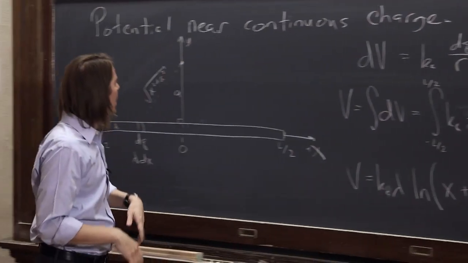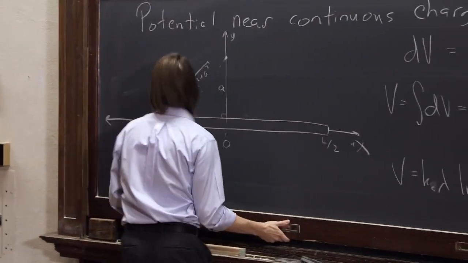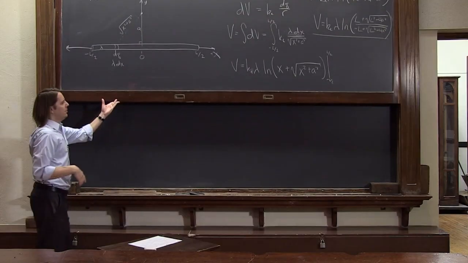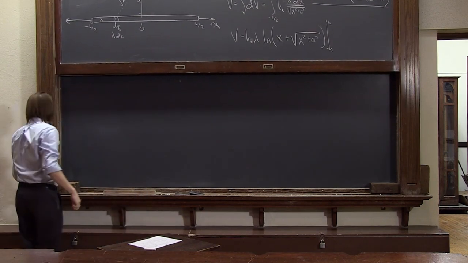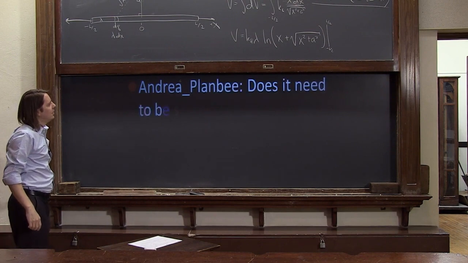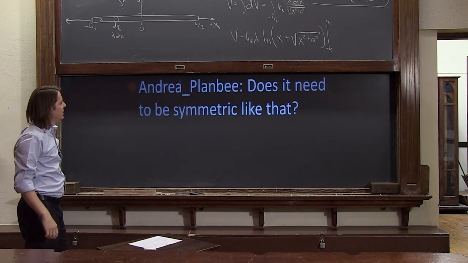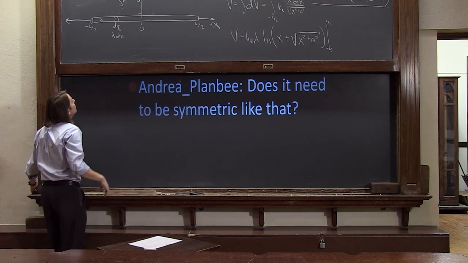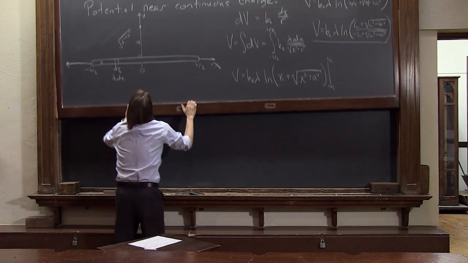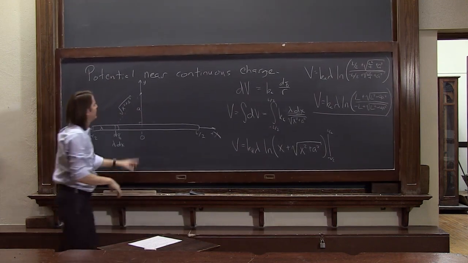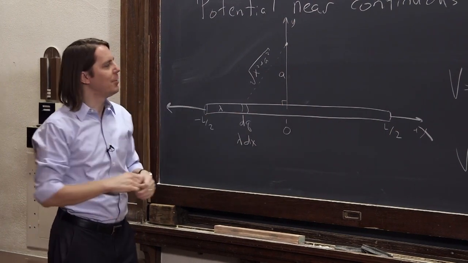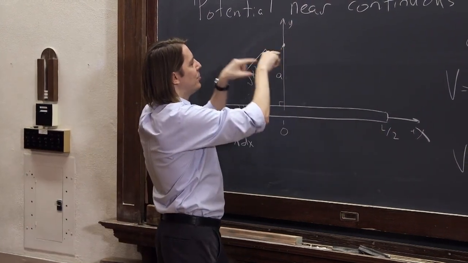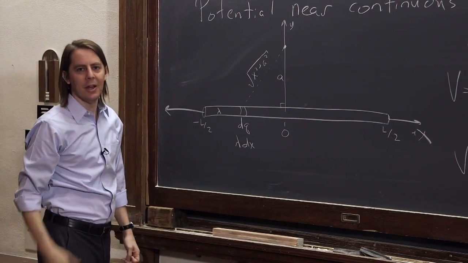We have a question here. Andrea asks: does it need to be symmetric like that? Yes, so I did this in the center, right up the center of the rod. When we were thinking about the electric field, we put it there on purpose to make all the x components cancel, so it would just stick straight up. And that let us only do one term.